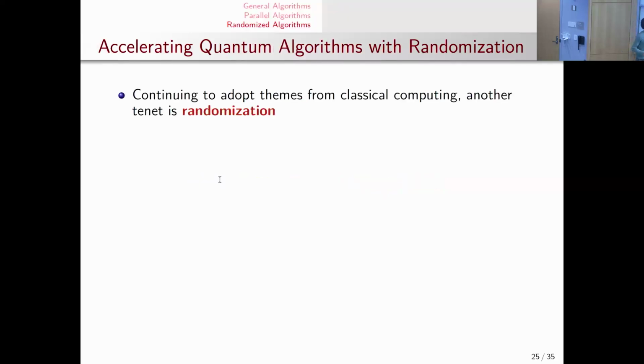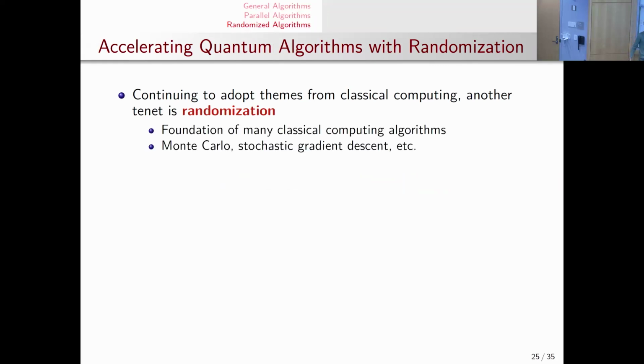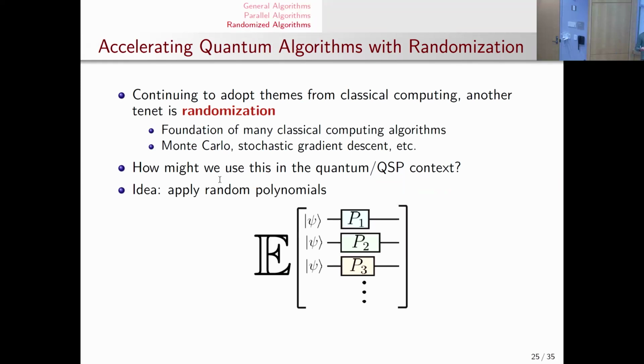And this one I think is really cool. So continuing to take themes from classical computing, another theme is randomization, which is the backbone of, say, Monte Carlo algorithms, stochastic gradient descent, and a lot of classical algorithms that we think about every day. And so you might ask, how can we use randomization in the context of quantum algorithms and quantum signal processing? The key idea is, if we think about randomization as applied to quantum signal processing, that's equivalent to saying, how can we apply a random series of polynomials? So you can imagine realizing a bunch of different polynomials and averaging over all of them. And I'll show you that this is actually advantageous in a wide variety of settings.